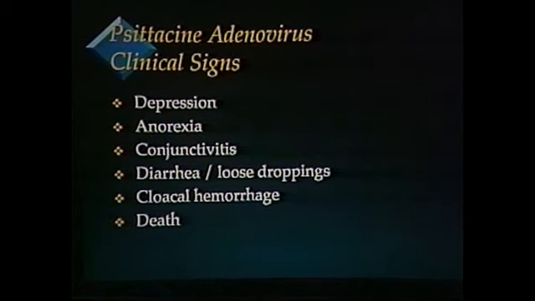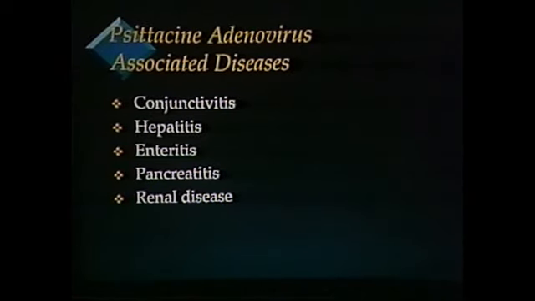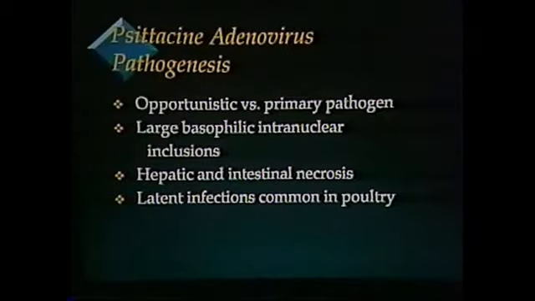In Psittacine adenovirus, various nonspecific clinical signs may be apparent, including anorexia, depression, diarrhea, and loose droppings. In addition, conjunctivitis and cloacal hemorrhage have been observed prior to death. Disease syndromes that can be seen in adenovirus infection of Psittacine birds include hepatitis, enteritis, pancreatitis, renal disease, as well as conjunctivitis.